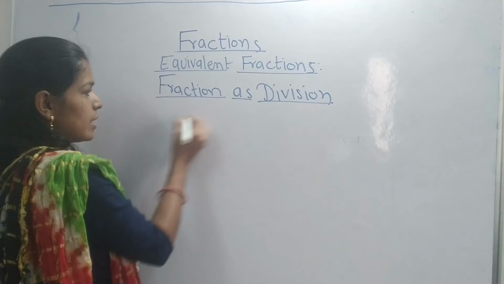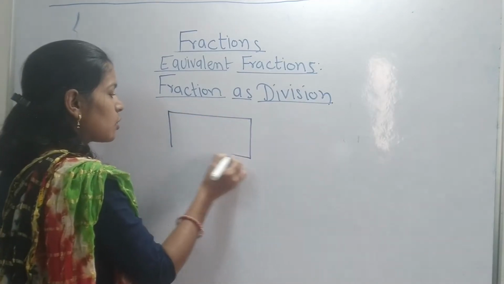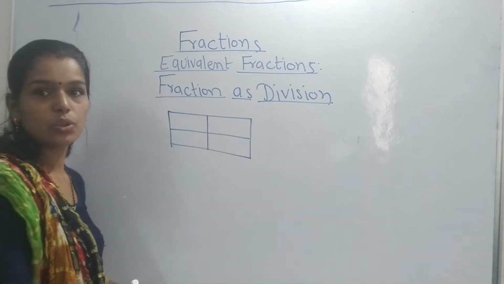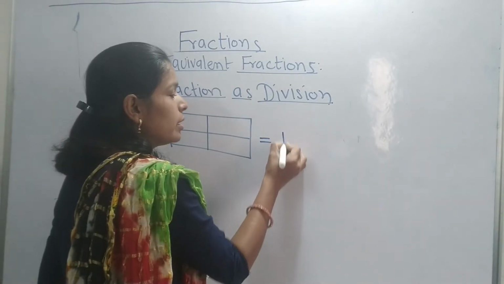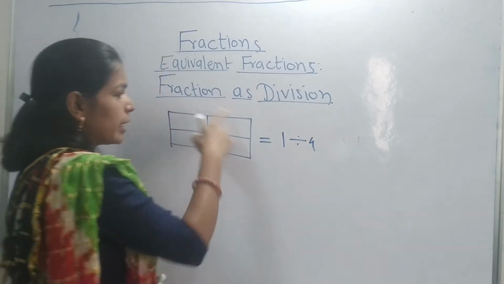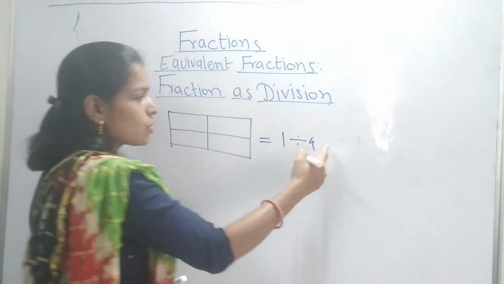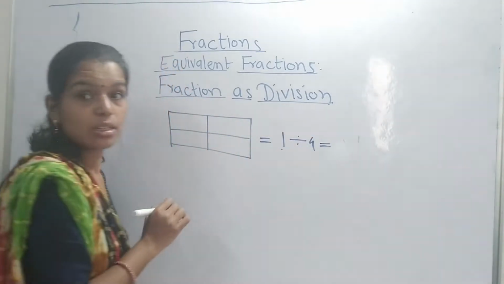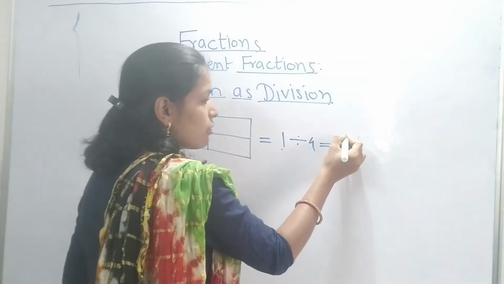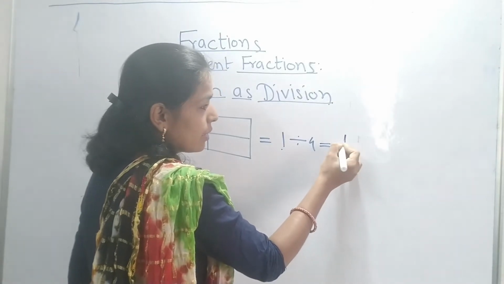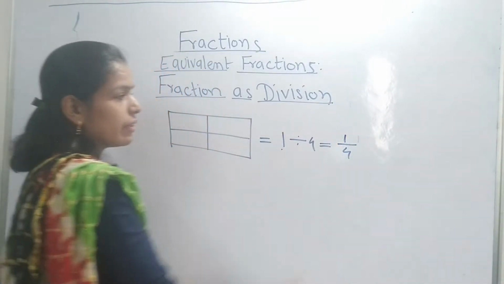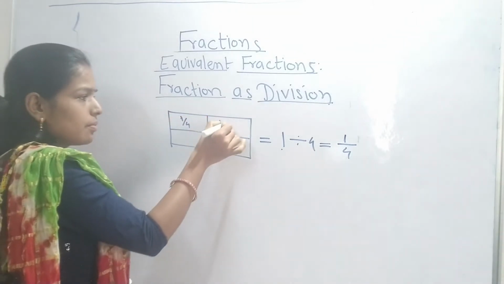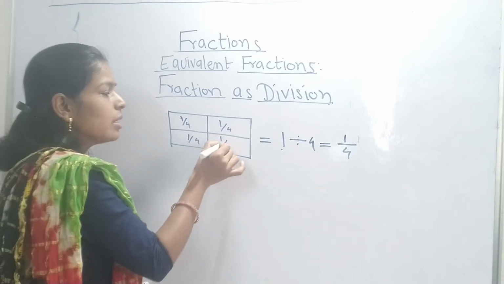See here, fraction as a division. Here I have drawn one rectangle and divided this rectangle into 4 parts. One rectangle is divided into 4 parts, so we can also write this in fraction form. That is 1 part divided by 4, 1 divided by 4. Each of these parts represents 1 by 4.